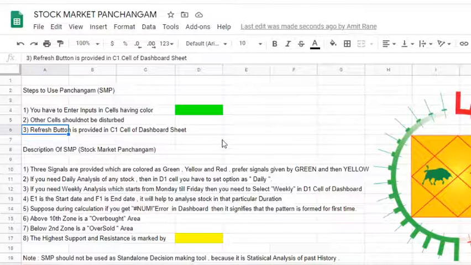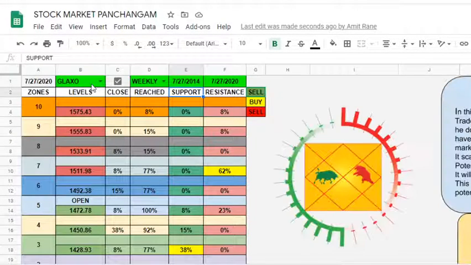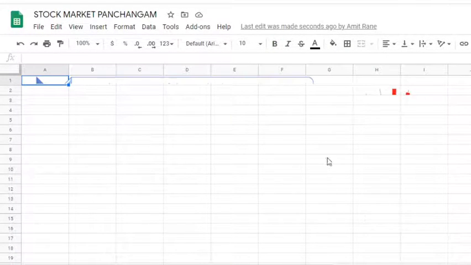The first instruction is that you have to enter inputs in the cells having light green color. They have mentioned it very clearly that you have to enter inputs only in cells having light green color. If you come to the dashboard, you see that there are only four light green cells: B1, D1, E1 and F1, and we will see in detail what each cell stands for and what type of input is required in it. So we'll go to the input sheet.